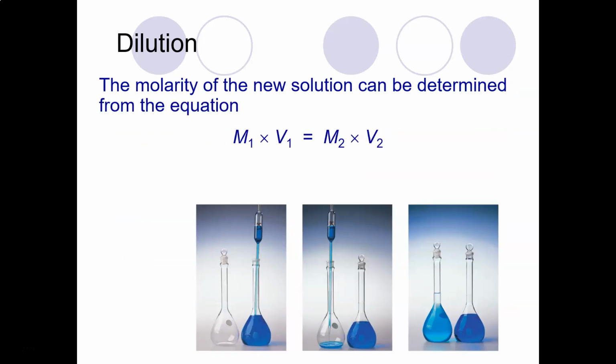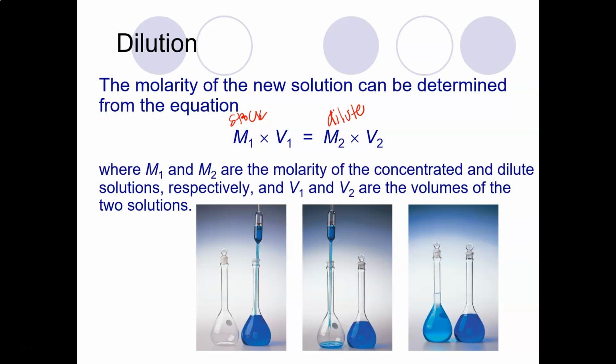The equation for this is M1V1 equals M2V2, where the 1s are the stock or the concentrated solution and the 2s are the dilute solution. M stands for molarity, V stands for volume. At the end of the day, the units don't matter as long as they're consistent from the left-hand side to the right-hand side. So for volume, you can use milliliters as long as both V's are in milliliters. For M's, you only know molarity, so that's our option.